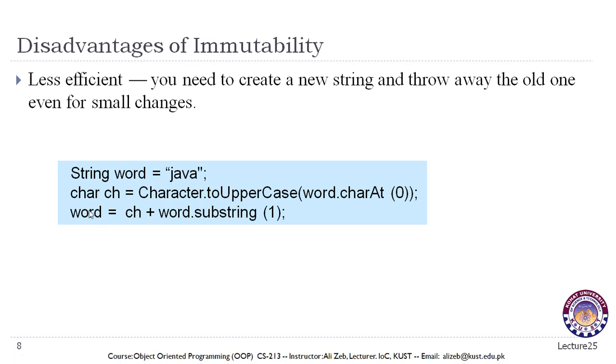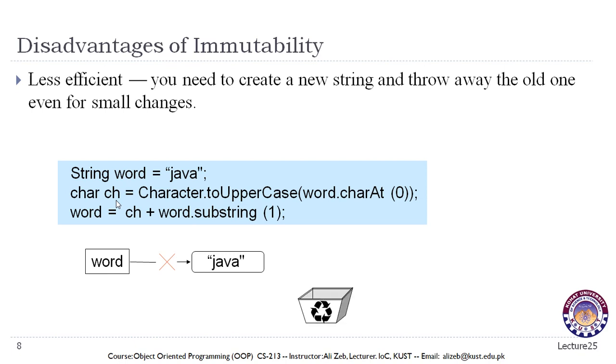And now we assign the value. For example, word.substring will read all of the characters starting from position 1. So this is the index position 1 in our string. It will read all of these values up to the end and concatenate the new character that we have converted the first character into capital, and store it in a new object, the word object.